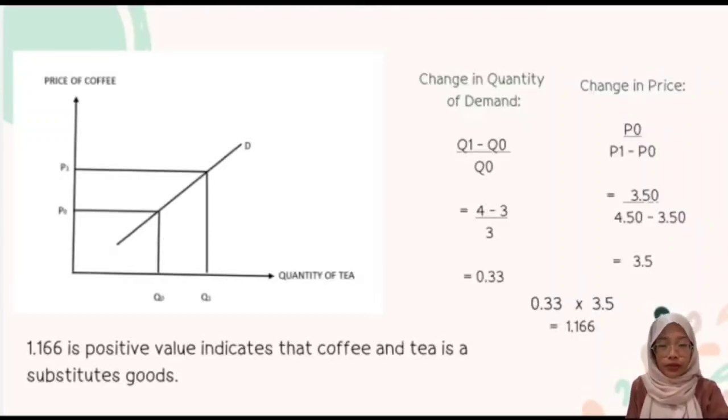And for change in price, it is P0 divided by P1 minus P0. So 3.50 divided by 4.50 minus 3.50 equals 3.5. For the answer of both calculations, I multiply and get 1.166. So the relationship between the two goods is a positive value, indicating that coffee and tea are substitute goods.